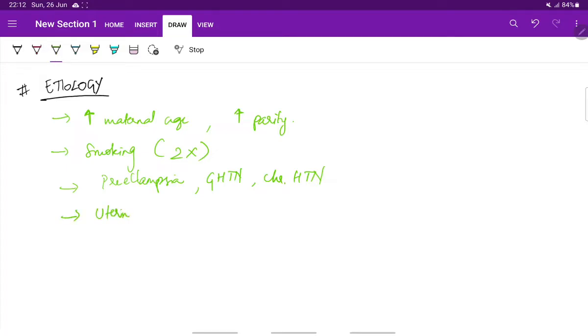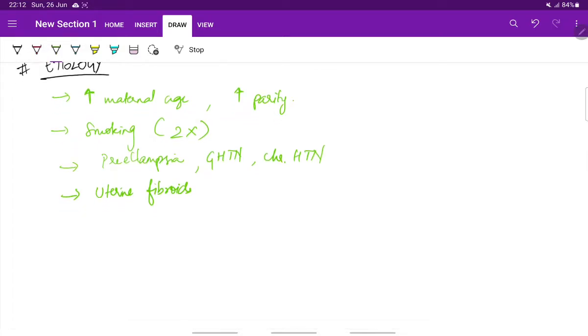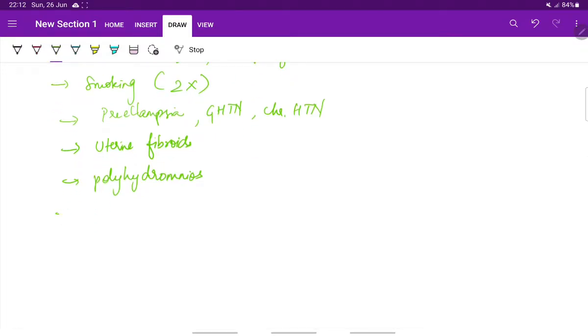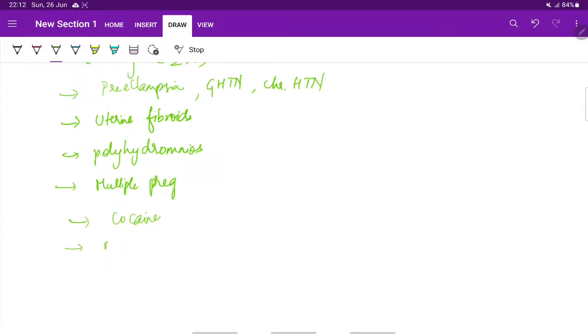Next, uterine fibroids in pregnancy, polyhydramnios, others include multiple pregnancy, having more than one fetus, use of cocaine and other substance abuse, and recurrent abortions. All these are the risk factors for Abruptio placentae.